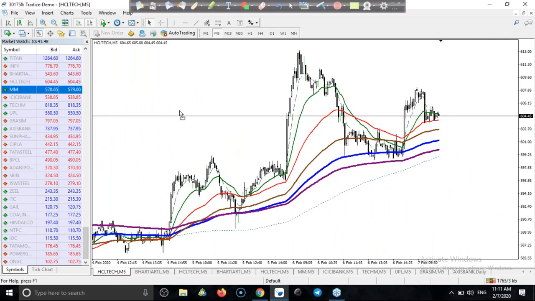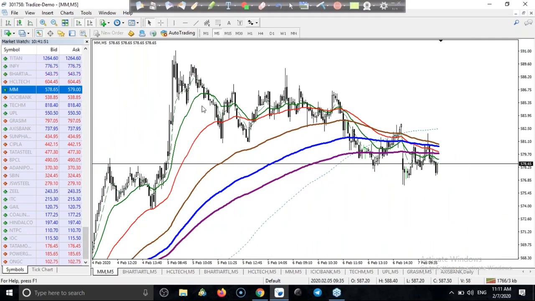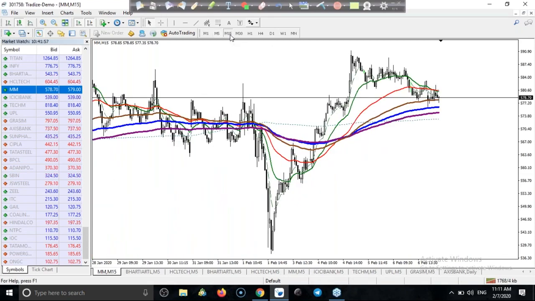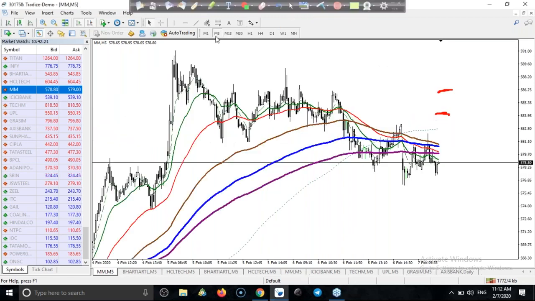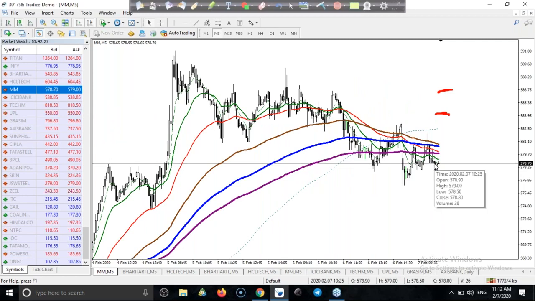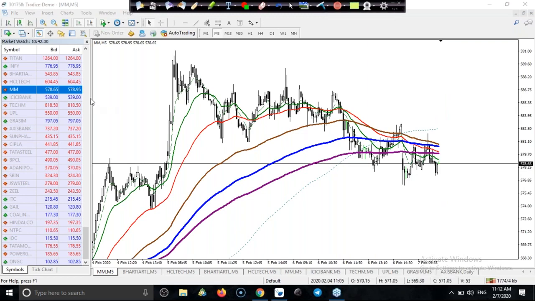Next, Mahindra is just running in a downtrend right now. You can see in the 5 minute chart, and the 15 minutes is still running in an uptrend. So we are not looking for this type of stocks. Both time frames should be uptrend or both downtrend, but here Mahindra in 15 minutes is running in an uptrend because all moving averages, the 200 moving average below and the 20 moving average above. But in the 5 minute chart, the 20 is running down below this 200. So I am not looking for this type of stocks, so I'll skip this stock.